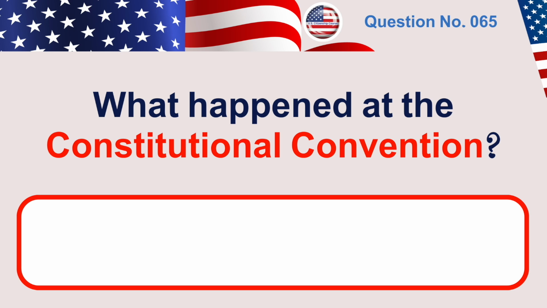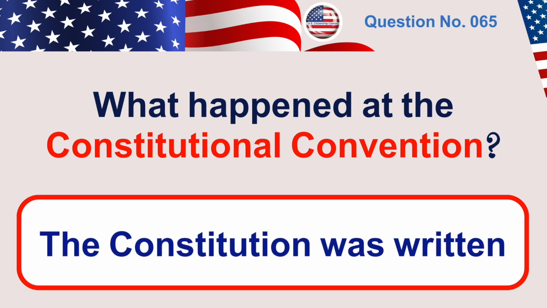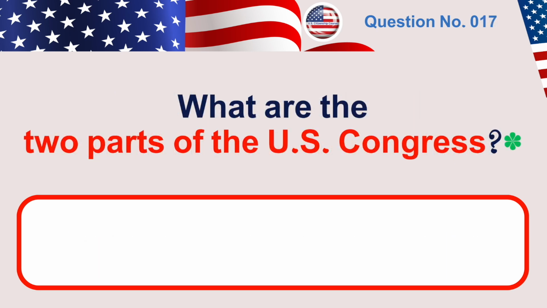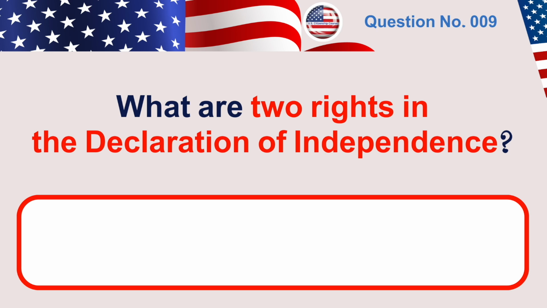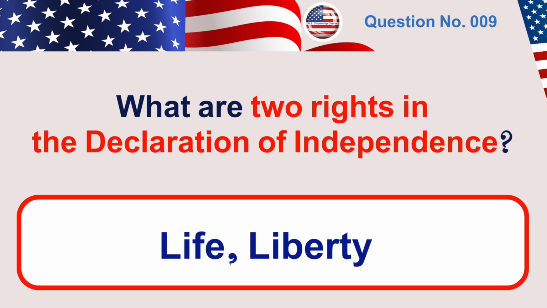What happened at the Constitutional Convention? The Constitution was written. What are the two parts of the U.S. Congress? The Senate and House of Representatives. What are two rights in the Declaration of Independence? Life, liberty.